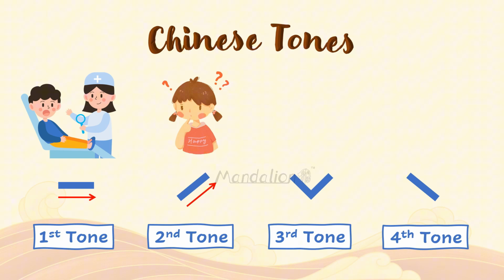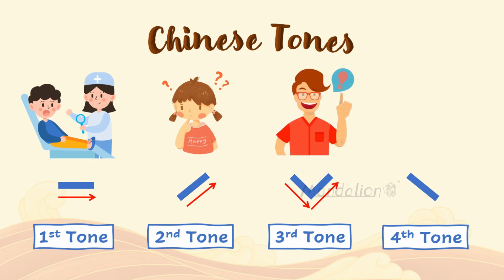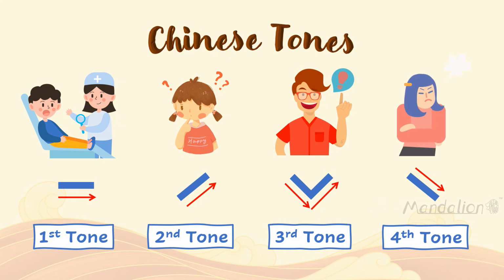The third tone starts at the mid-range, dips low, and then quickly rises back to the mid-range where it first started. It is just like saying aha when expressing a moment of epiphany. And finally, the fourth tone starts at the mid-range and drops sharply downwards. This tone is similar to the tone used when expressing anger or frustration. For example, no or go away.